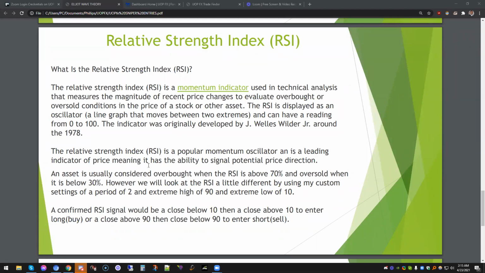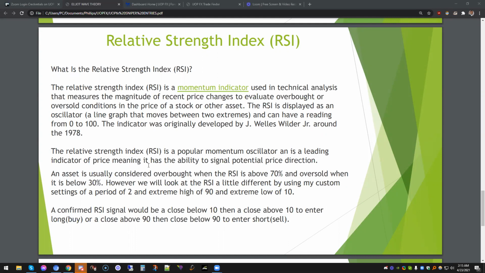Now, maybe some of you may not be familiar with who developed the RSI indicator. Here you can see it was developed by J. Wells Wilder. Okay, and that was all the way back in 1978. So it's been around for a long time, and I find that it is very, very accurate. It's actually a leading indicator, which means it's a little bit ahead of price. So it can give you a very, very strong signal, okay? If you understand how to use it.